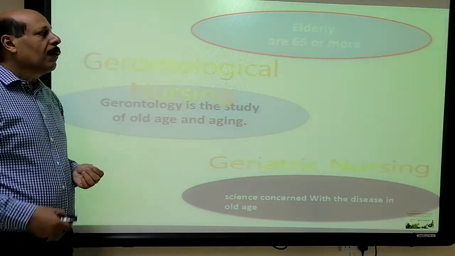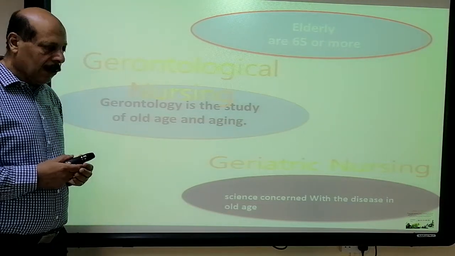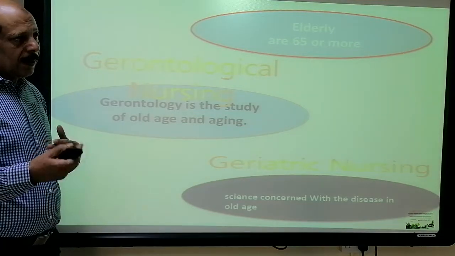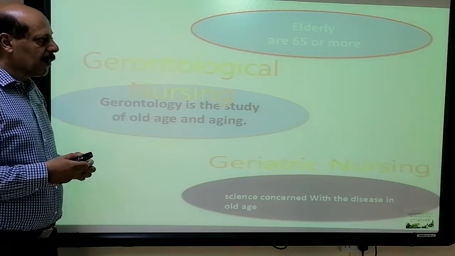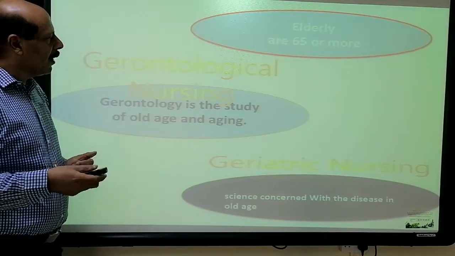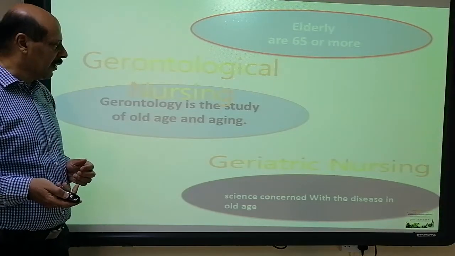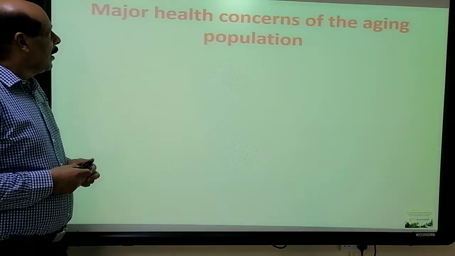Elderly, those who are more than 65 years old, are considered elderly. So the aging process is there, and when they reach 65 years old and above, they are considered elderly or geriatric, and they need special care.